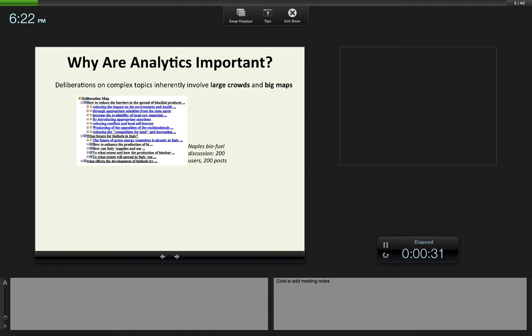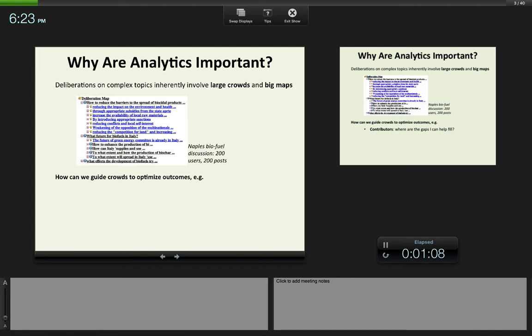First, why are analytics important? Deliberations on complex topics will inherently involve large crowds because there are many different kinds of required expertise and perspectives, and will also tend to generate big maps simply because the topics have a lot to them in terms of options and arguments. For example, 200 users discussed what use Italy should make of biofuels and created a map with roughly 2,000 posts.